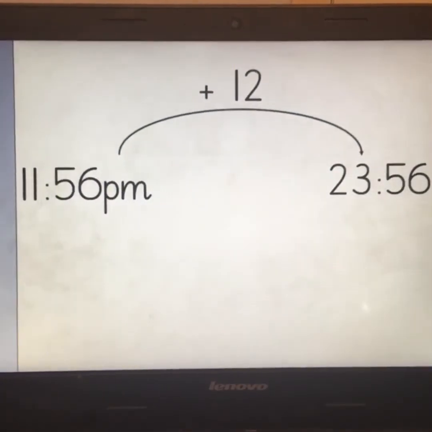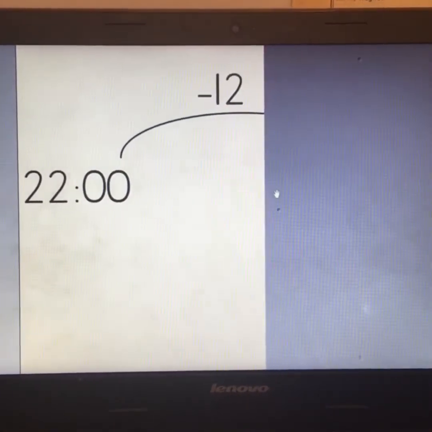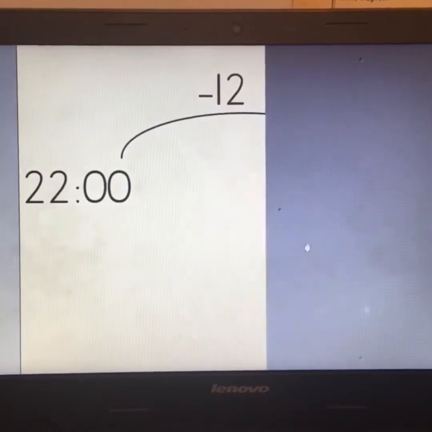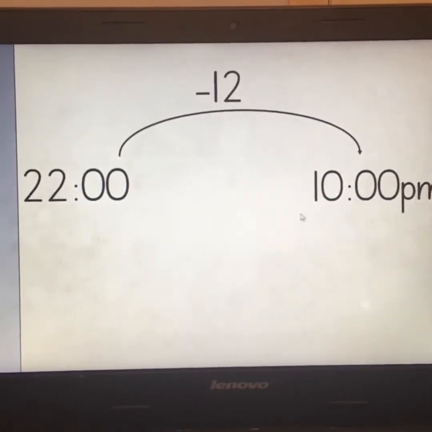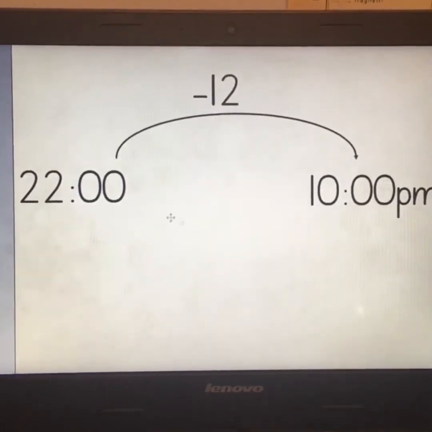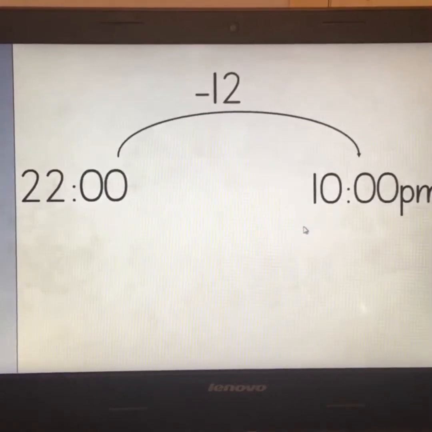Right, next one. This time I've given you the 24-hour clock, and if we add 12 to go from 12-hour clock to 24-hour clock, what do we need to do this time? We need to take away the 12 hours. So 22 take away 12 would be 10. So this would be the same as saying 10 p.m. Okay, it's the same way of saying it, it's just on a different clock.